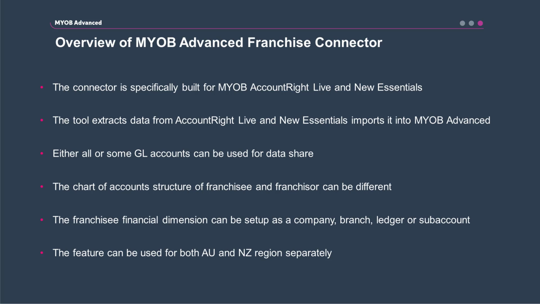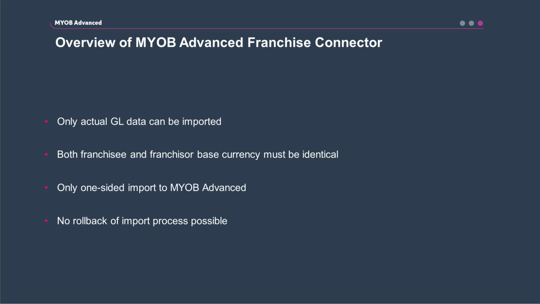Either all or some GL accounts can be used for data share, and the chart of account structure of the franchisee and the franchisor can be different. The franchisee financial dimension can be set up as a company, branch, ledger, or sub-account. The feature can be used for both Australia and New Zealand separately. It is important to note that only actual data can be imported from your franchisee system into MYOB Advanced.